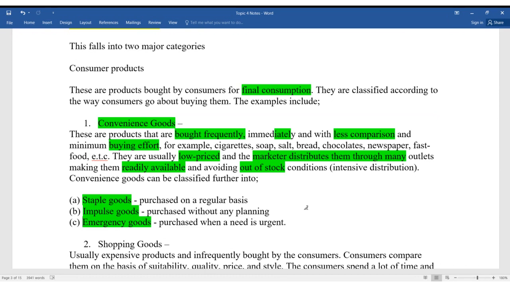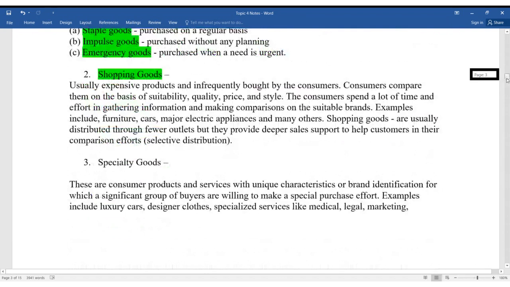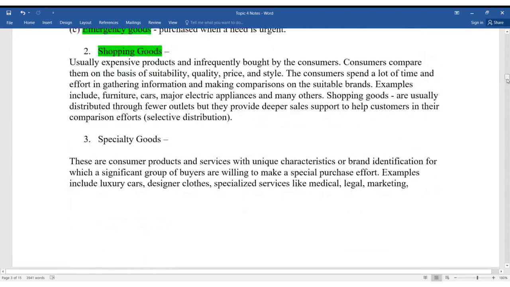Shopping goods. Let's look at shopping goods. Their characteristics are as follows. They are expensive products. They are less frequently bought. We don't buy them as often as the others. Consumers have to compare brands. We compare brands on basis of whether they are suitable, whether they have the quality, whether they have the right price and the style that we want.